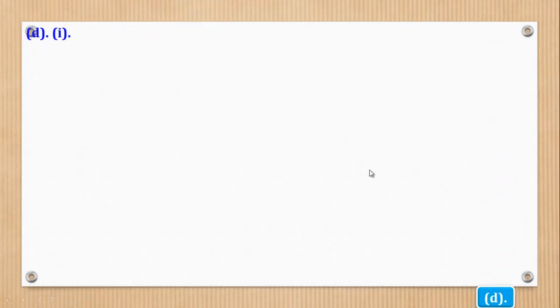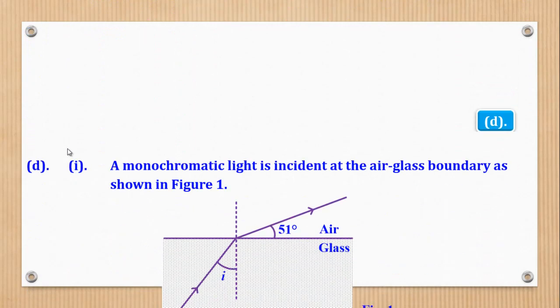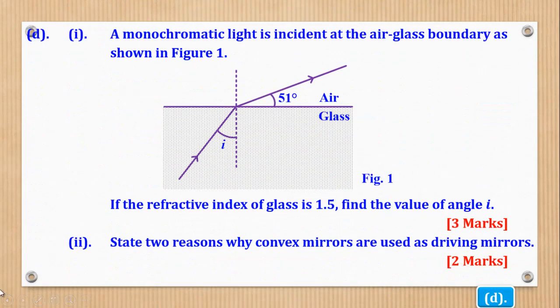Then part D, Roman 1, a monochromatic light is incident at the air glass boundary as shown in figure. If the refractive index of glass is 1.5, find the value of angle I. So you realize that here it's true they gave the angle of incidence, but here they didn't give the angle of refraction. This is called glancing angle.